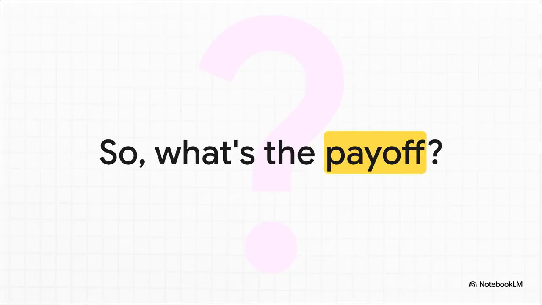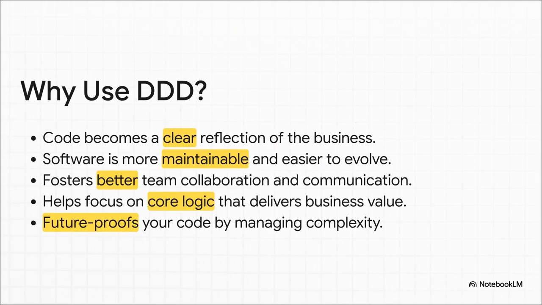I mean, after all this talk about models, languages, contexts, and aggregates, you've got to be asking, why go through all this trouble? What's the real tangible payoff at the end of the day? Well, the payoff is huge. Your code stops being just a jumble of functions and classes and starts telling the story of your business. It becomes so much easier to maintain and change over time because it's organized around stable business ideas, not some temporary technical choice. It naturally forces developers and business experts to actually talk to each other and collaborate. And maybe most importantly, it helps you laser focus on your core domain, the part of your software that actually makes you money and gives you a competitive edge.